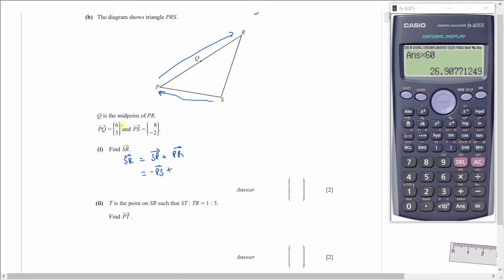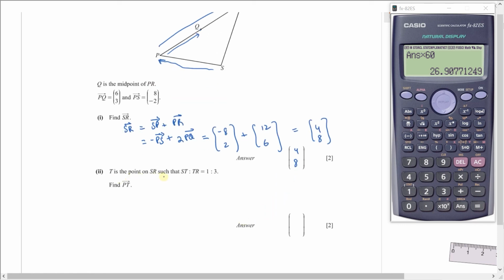And PR will be, since Q is the midpoint, if PQ is this, I know PQ, I can multiply it by 2 to get PR. So PS plus minus PS plus 2 times PQ is PR. Now let's substitute the values. Minus PS will be minus 8, plus 2, plus 2 times PQ. 2 times PQ will be 6 times 2 is 12 and 3 times 2 is 6. So minus 8 plus 12 will give you 4 and 6 plus 2 will give you 8. So this will be 4 and 8.